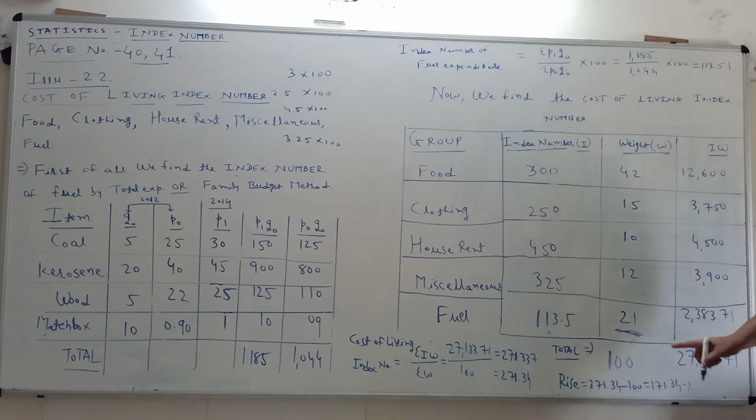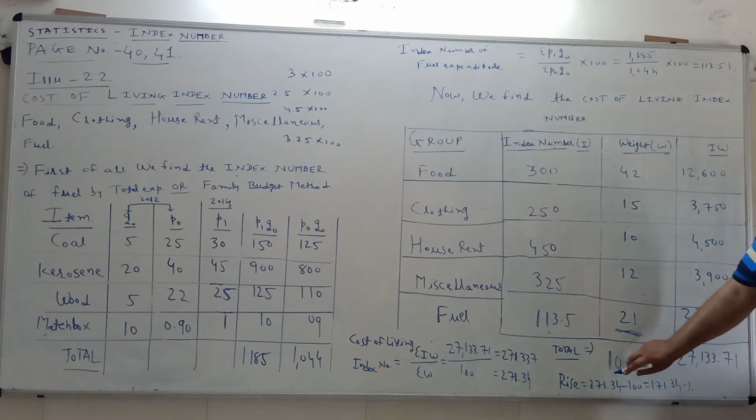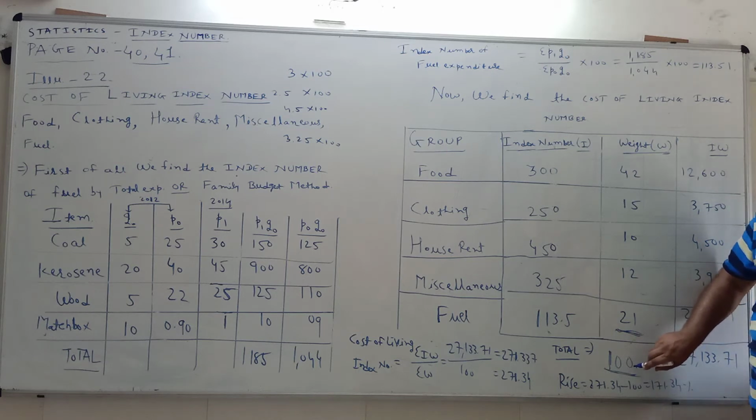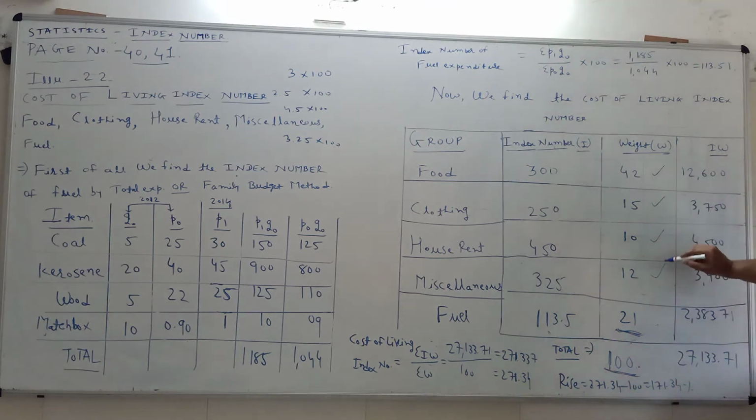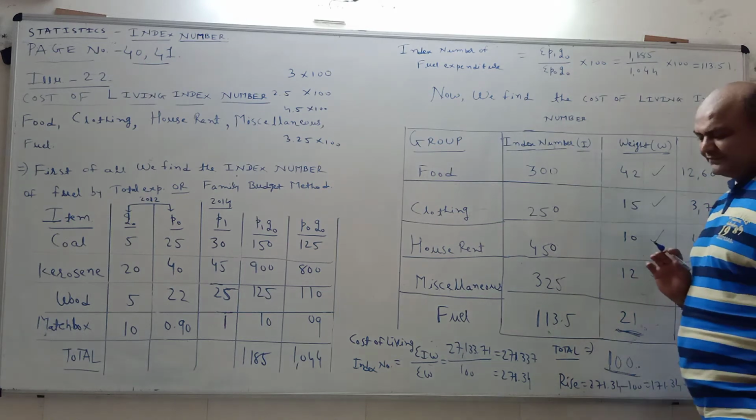I repeat this. Whenever total expenditure is given in percentage, the total is always 100. We can write here 100. From 100, we have to deduct the weight of all the 4 items which is already given, that is 42, 15, 10 and 12. Deduct all the 4 items' weight, and we get the weight of fuel itself, that is 21. So the column of W is also ready.